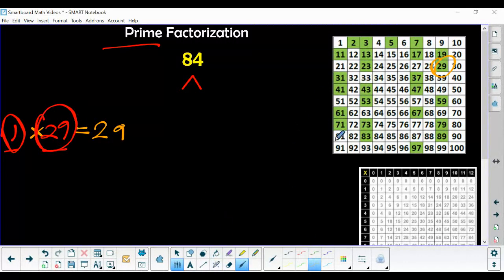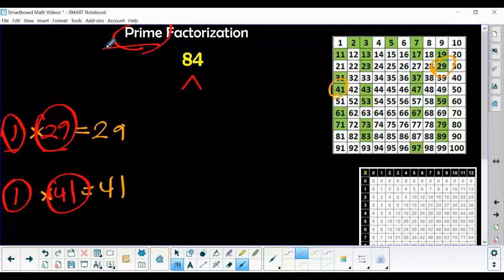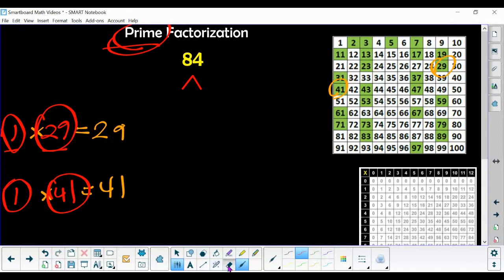Another example would be 41. What are the only two whole numbers that I multiply to give me 41? Again, since it's a prime number, it's only going to be 1 and itself. So it's got only two factors. That's what it takes to be a prime number.